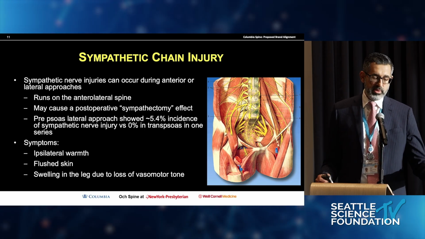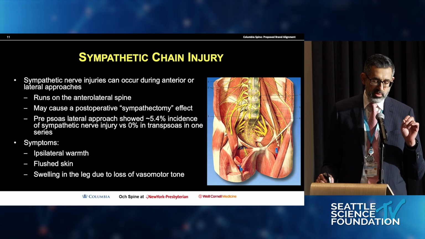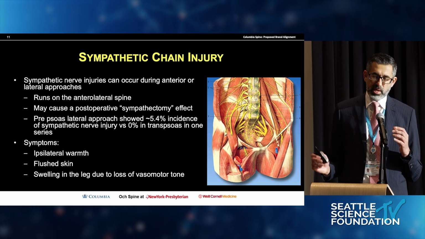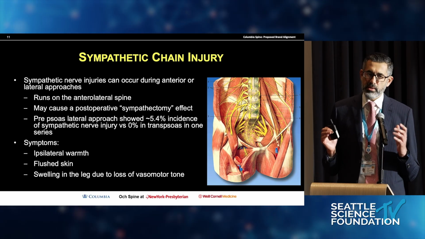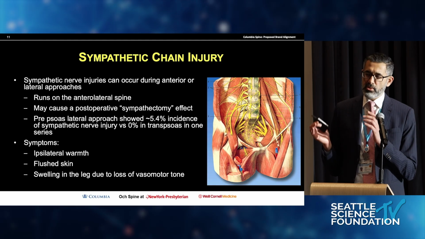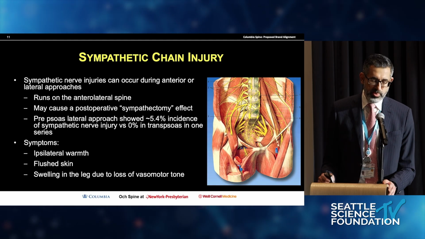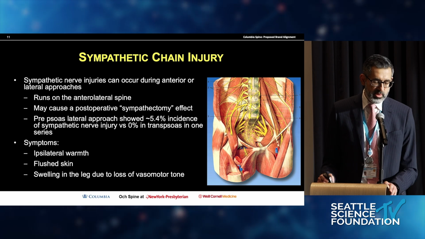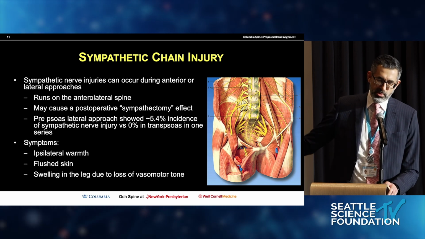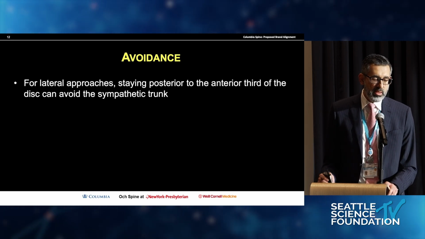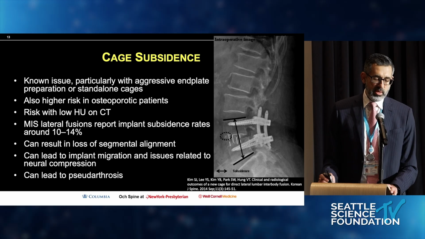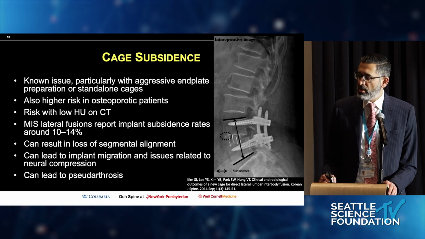This is one of the injuries which is maybe a little bit more common in the anterior-to-psoas or pre-psoas approach, because you are going a bit more anterior, and so you may want to be a little bit posterior to the anterior edge to avoid the sympathetic chain injury, but then you have to worry about the nerve roots exiting. So, cage subsidence is a known risk as well for all types of surgery.